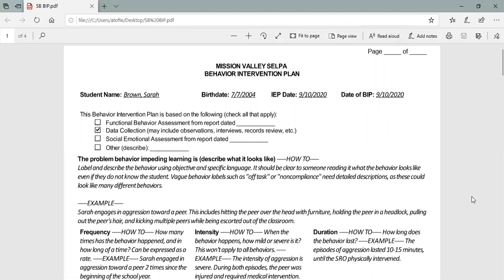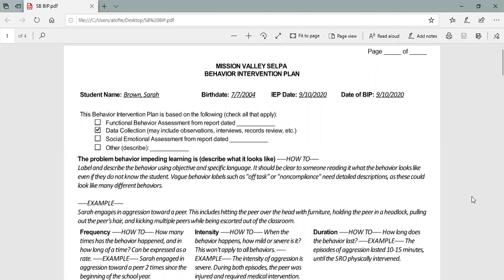I want to talk to you about this example of the behavior intervention plan. So in the beginning of the document, we have some self-explanatory things: student name, birth date, IEP date, and date of BIP. The date of BIP is generally the date of the IEP meeting where you present it to the team.